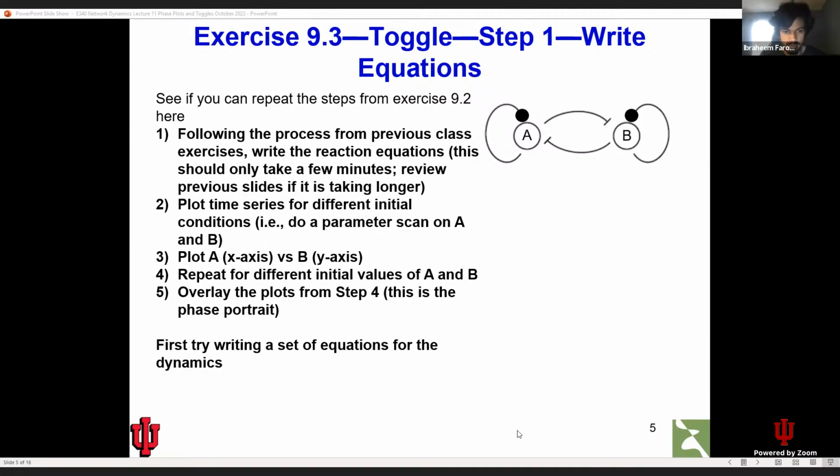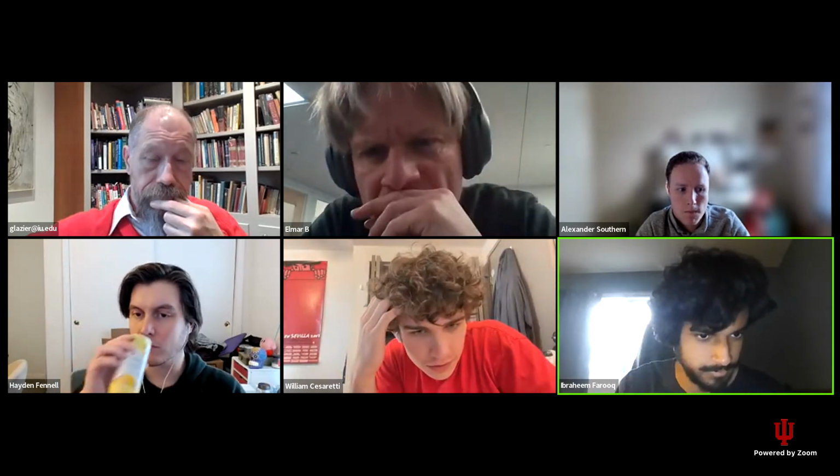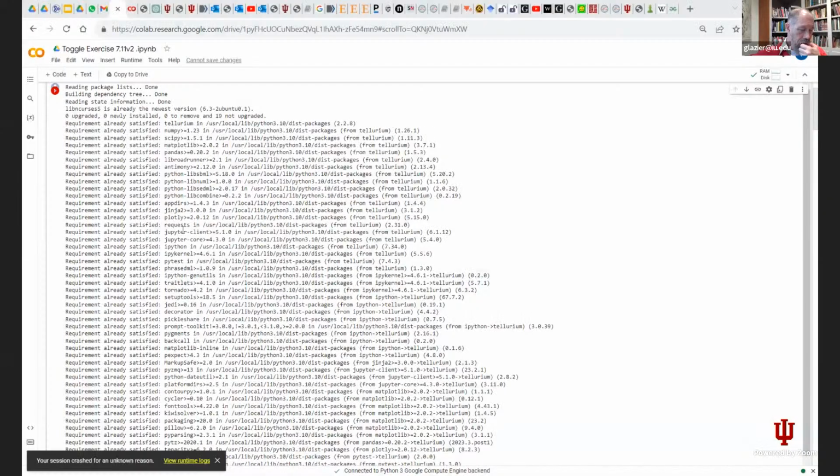Crashing mid Tellurium install. I ran it like 15 times. It's crashing every time. Can you share and show? Do you want to share your screen? Yeah, okay. It wasn't like this last week, which is what's confusing me. I'm just rerunning last week's code. Oh, I'm not even sharing my screen. Oops.